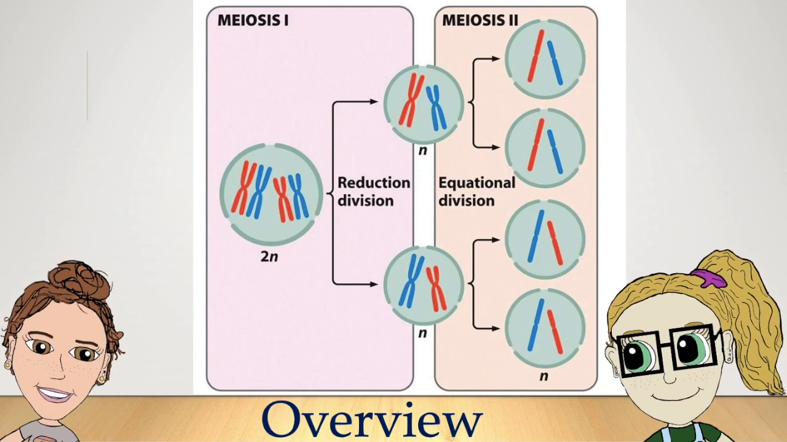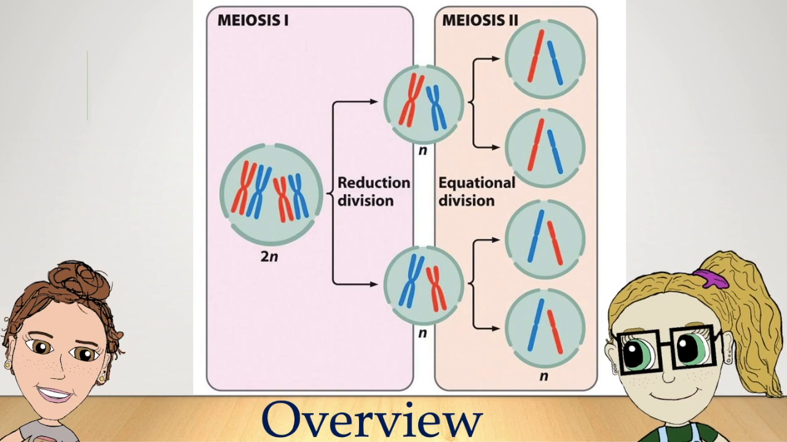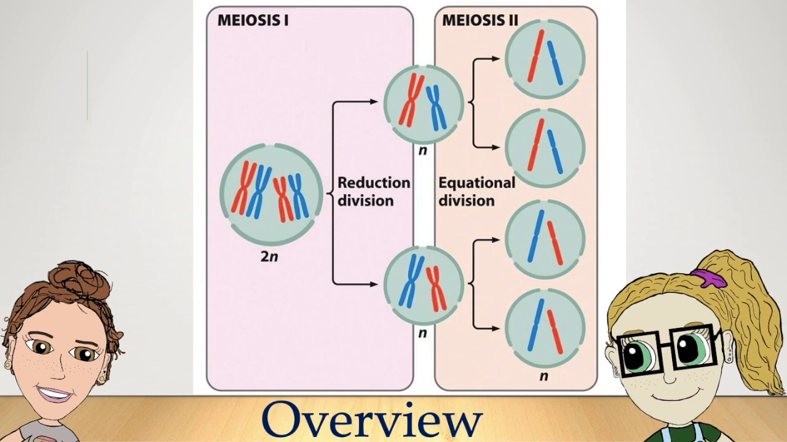Remember from last time, in meiosis we go from a 2N parent cell to 4 haploid daughter cells, and there are 2 divisions. That means there are 2 meiosis phases, meiosis 1 and meiosis 2. Oh yeah, that's right. In meiosis 1, there's a reduction division going from diploid to haploid, and in meiosis 2, there is equational division. Also, meiosis produces genetically variable cells, unlike mitosis. Yeah, that's the general overview.